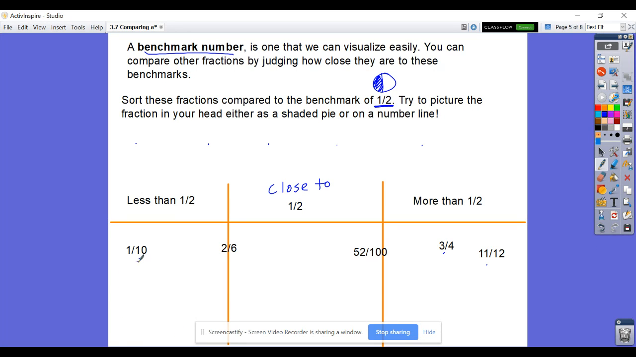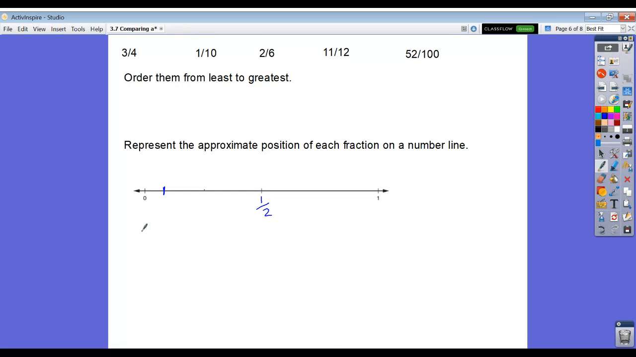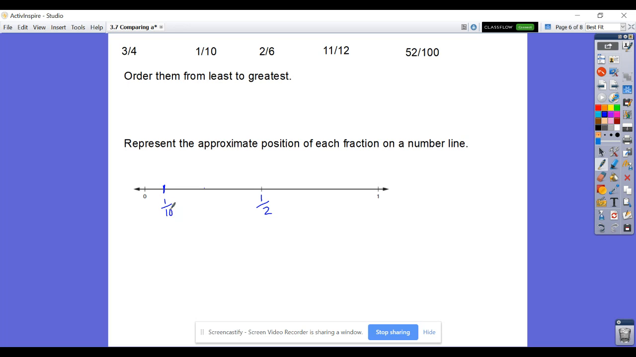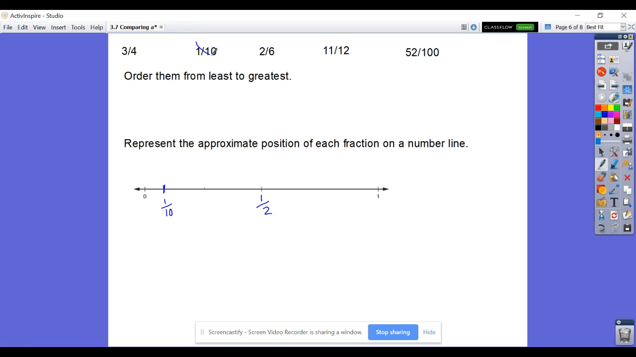So I knew 1/10 was going to be my smallest, so I will label 1/10 on my number line. I'm imagining if this were split into 10 equal pieces, I'm going to guess each piece is about that big. I'm approximating, but I could see I could maybe fit 1, 2, 3, 4, 5. Maybe I drew it a little small, but 1/10 is pretty close to that. I could kind of fit 10 pieces on the number line. Okay, so now I've used 1/10.